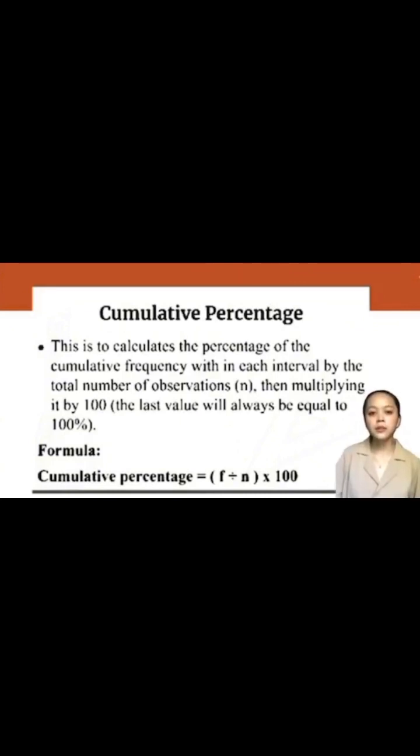And the last column is the cumulative percentage. In getting the cumulative percentage, we should use the formula F divided by N times 100. Cumulative frequency divided by the total resultant frequency, which is 100, then multiplied by 100 is equal to 1.